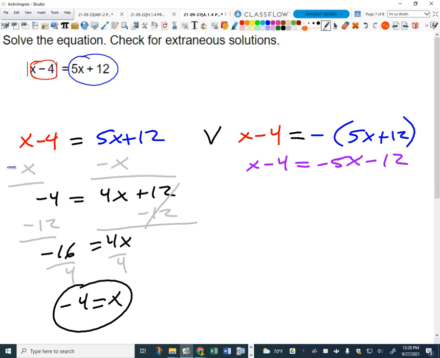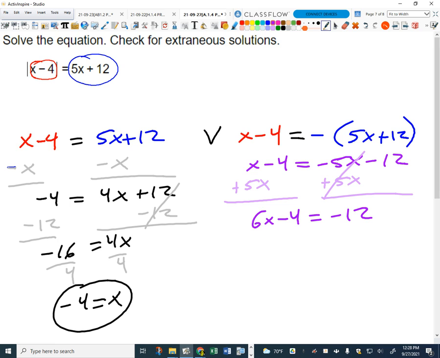Yeah, good. Okay, where am I pushing the x's? Pushing them left, how come? I don't want a negative number of them. I don't want a positive coefficient. So we'll go plus 5x. And that gives me 6x minus 4 equals negative 12.